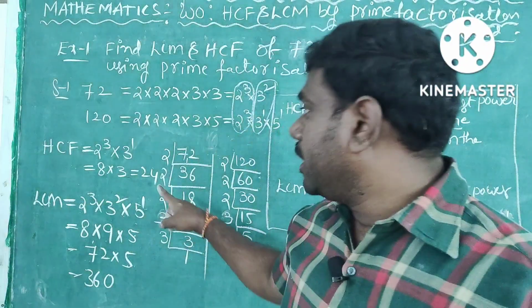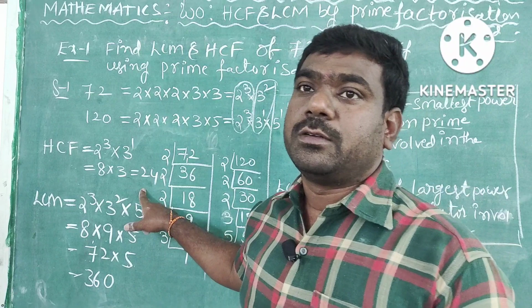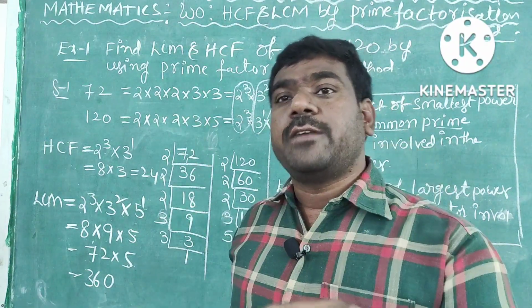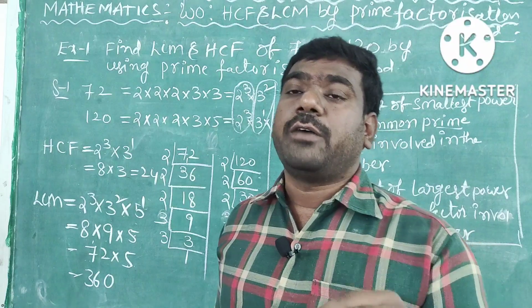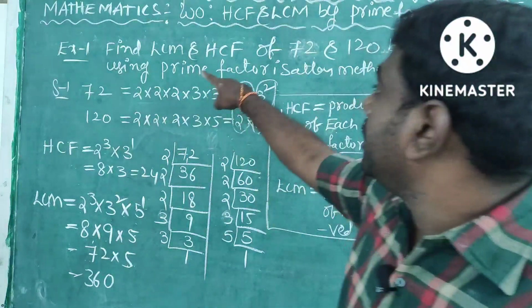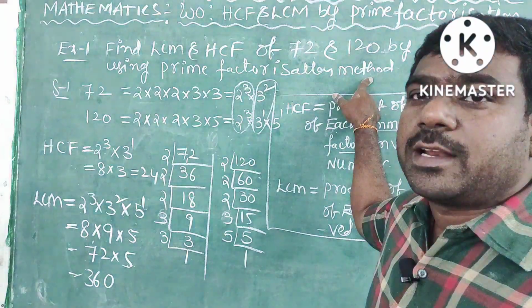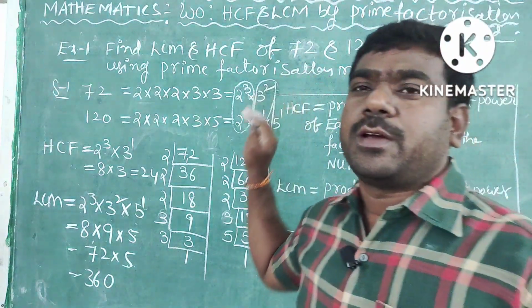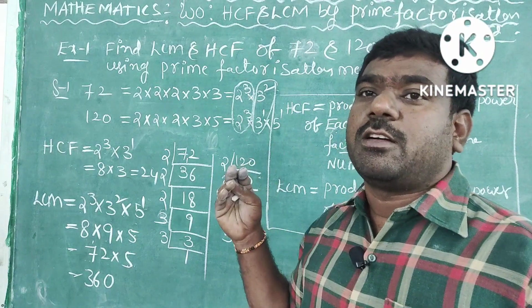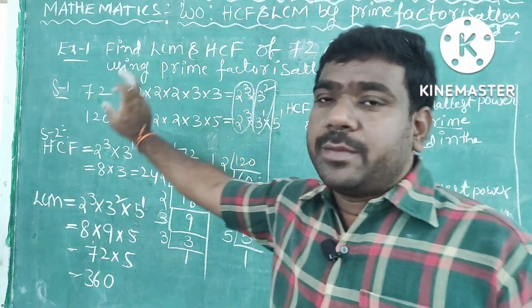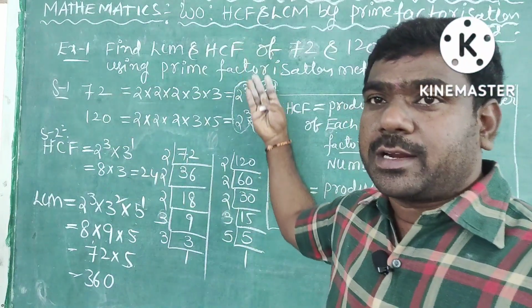HCF is 24. This is the process of finding the HCF and LCM of two numbers by using the prime factorization method. Very simple process here. If you understand the concept, it's very easy. Here, two steps. First, the given numbers are represented in the form of prime factorization.